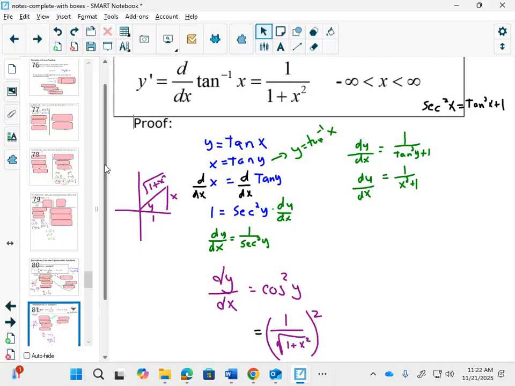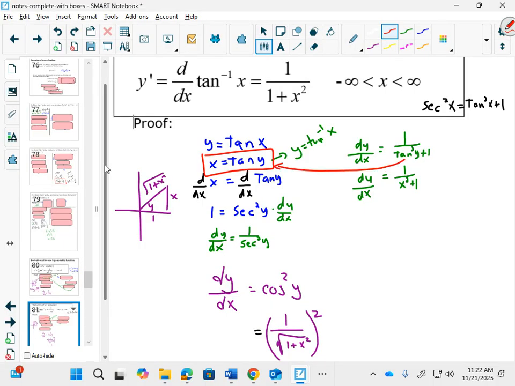Because you can use that as your substitution. We know that tan of y was equal to x, so we can substitute it in. But again, I really like the triangle method because you can just use your trig understanding of sine, cos, and tan, opposite over adjacent, to plug things in.